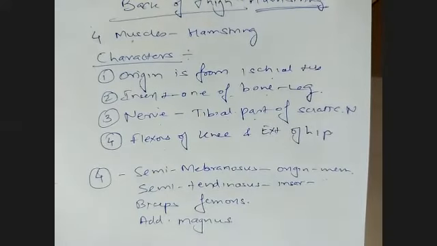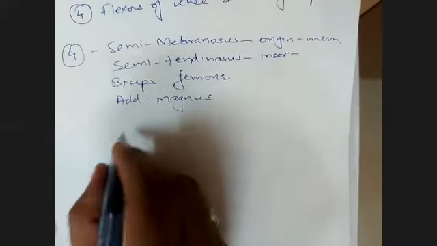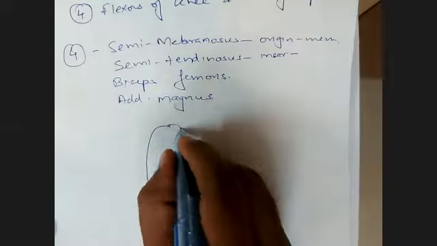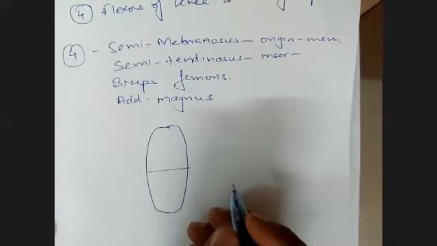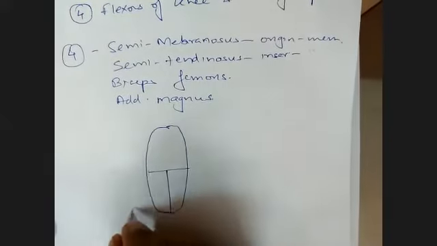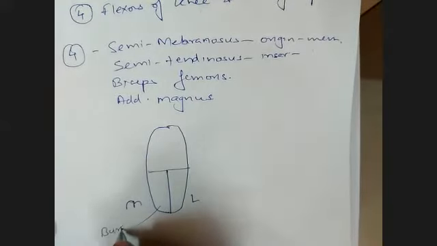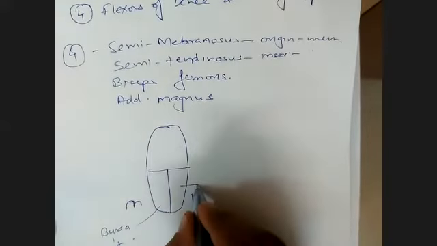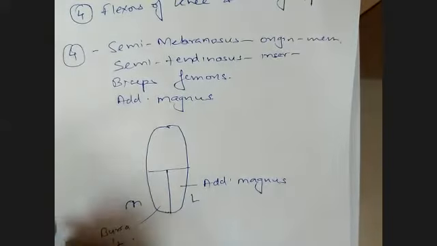Now if we see the origin of these muscles, it is from the ischial tuberosity, as we said previously. If this is the ischial tuberosity, it is divided into an upper and a lower part. The lower part is further divided into a medial part and a lateral part. The medial part is related to a bursa and we sit on it, while the lateral part is the origin of adductor magnus.